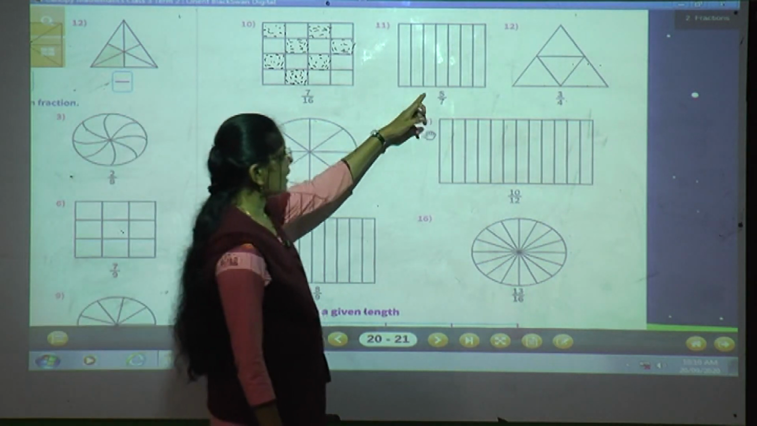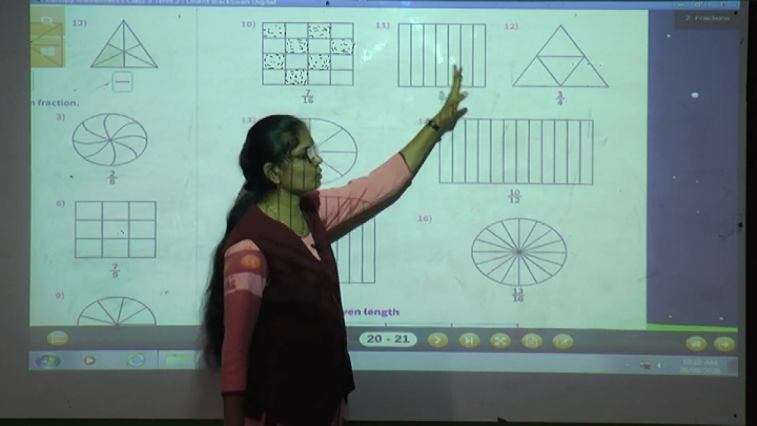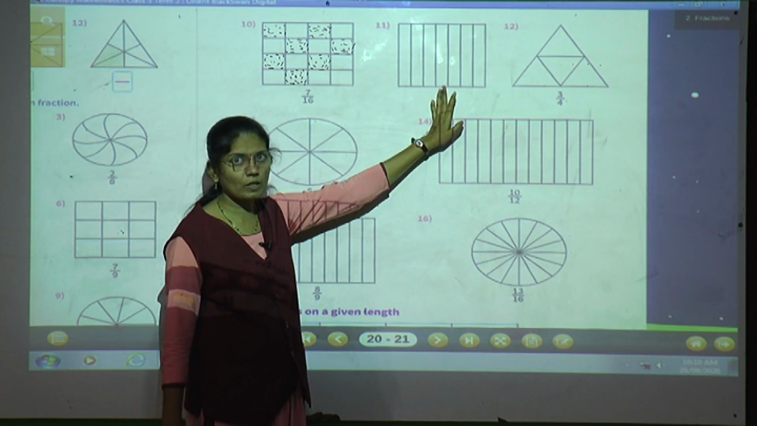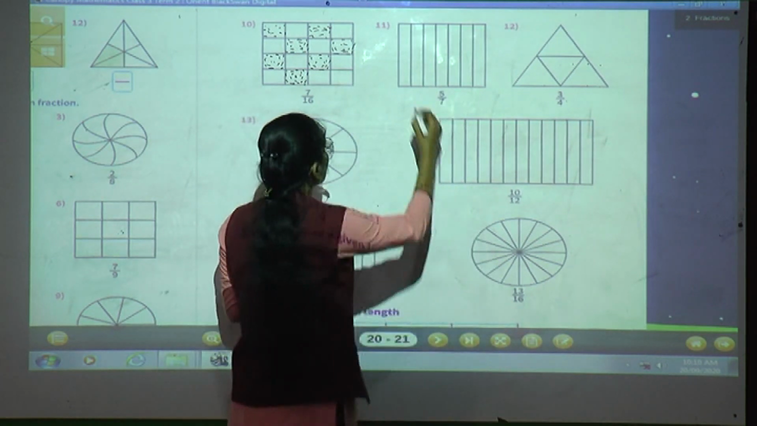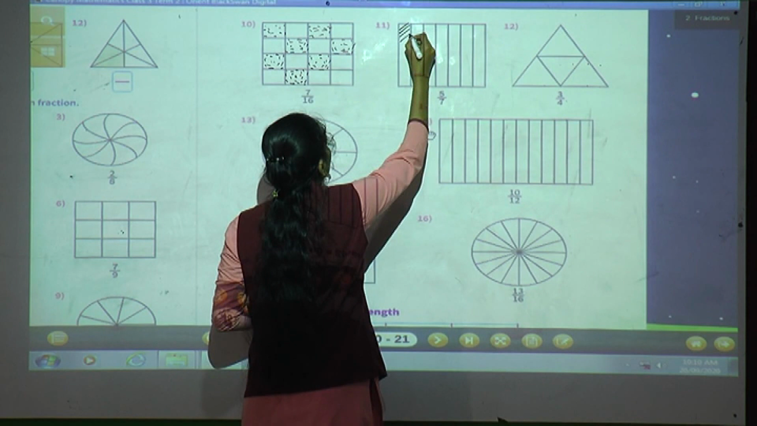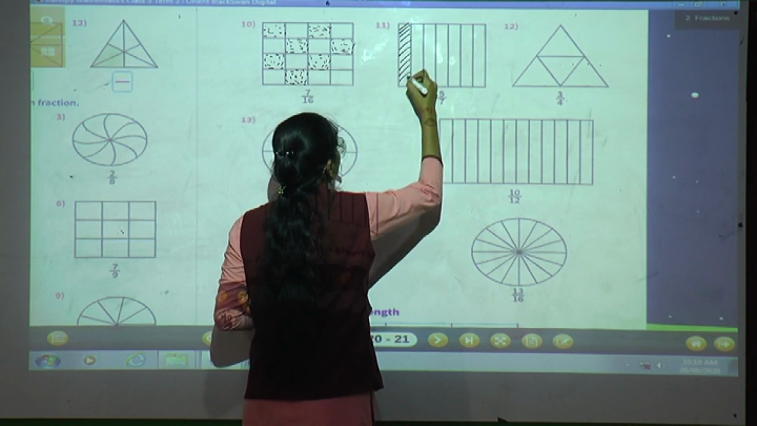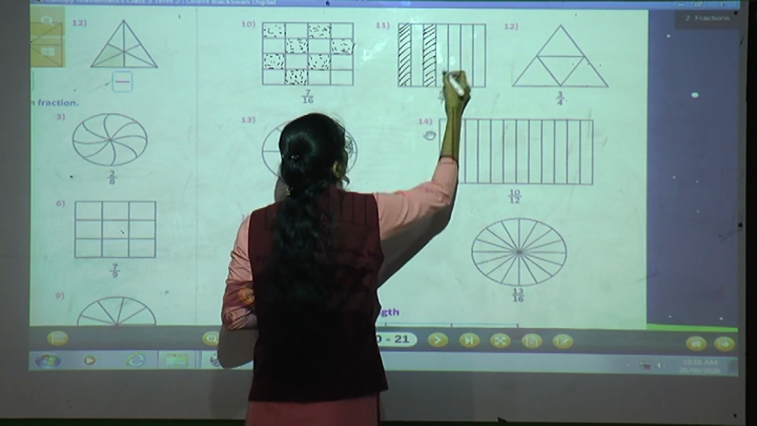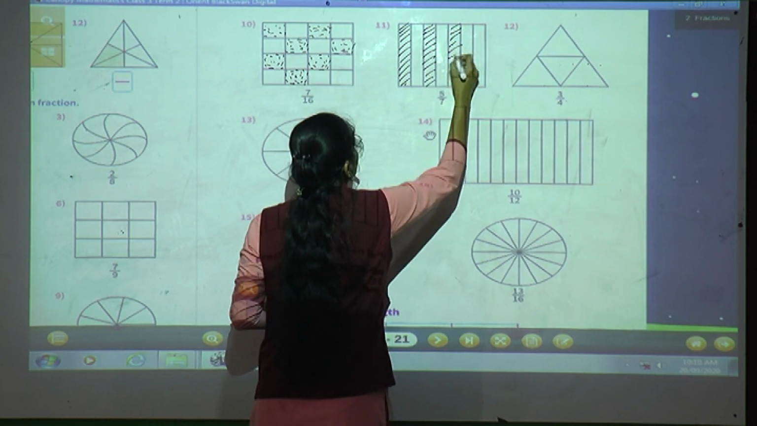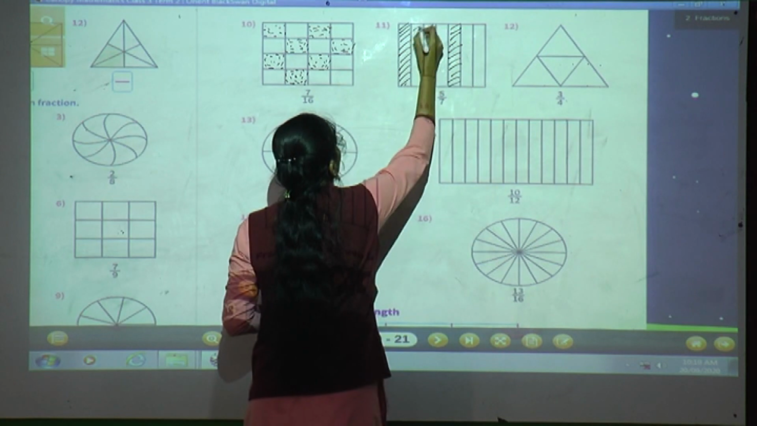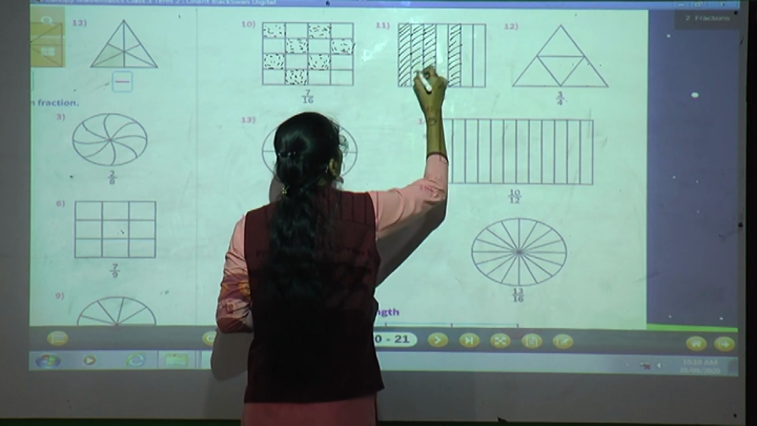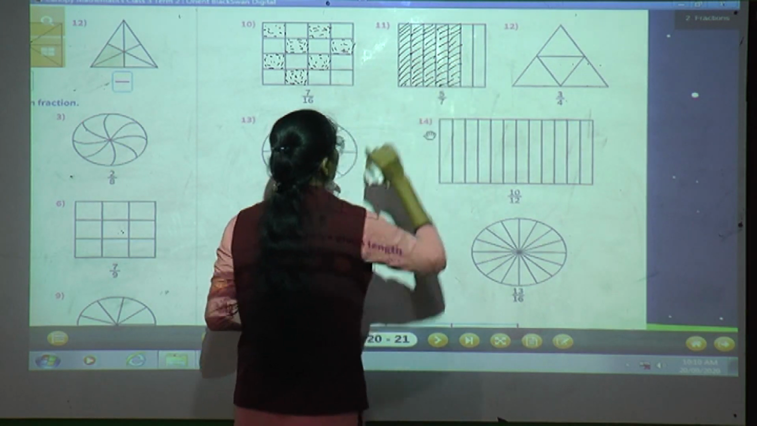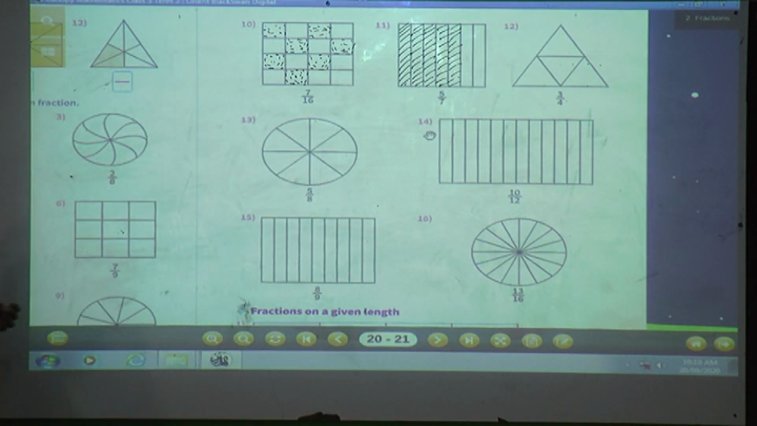Next, here the fraction is 5 by 7 means here total 7 parts should be there. And out of 7 parts how many parts will you color? 5 parts. Okay. So color 5 parts. 1, 2, 3, 4 and 5. So in this way we can show this fraction 5 by 7.